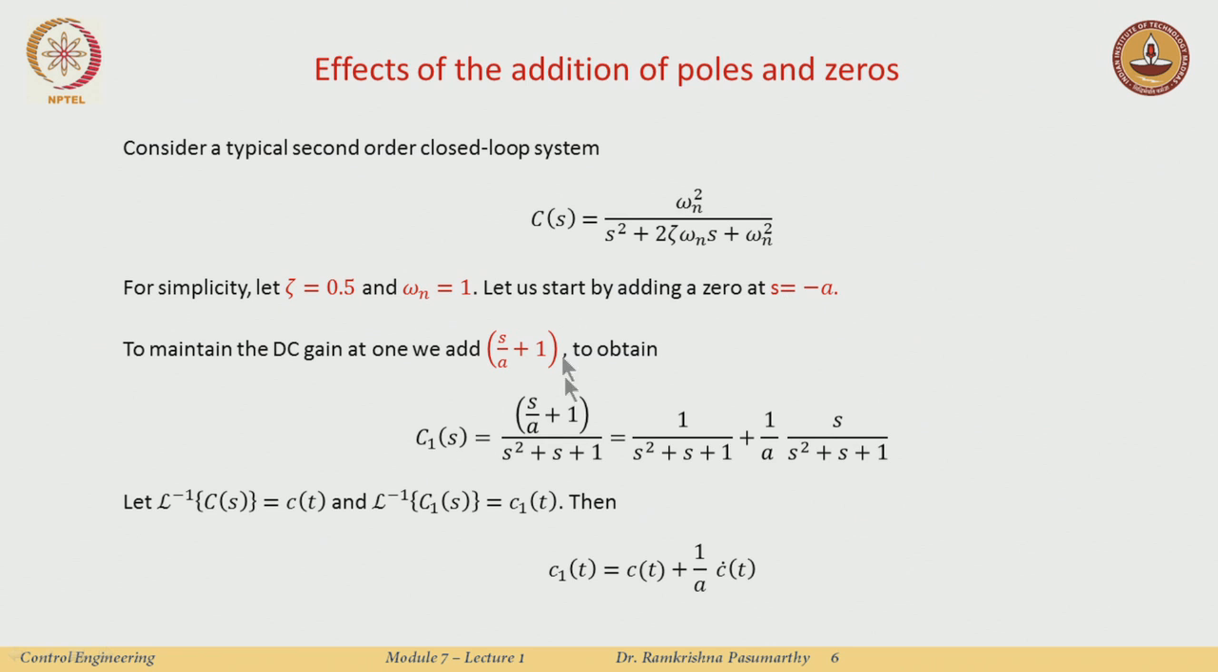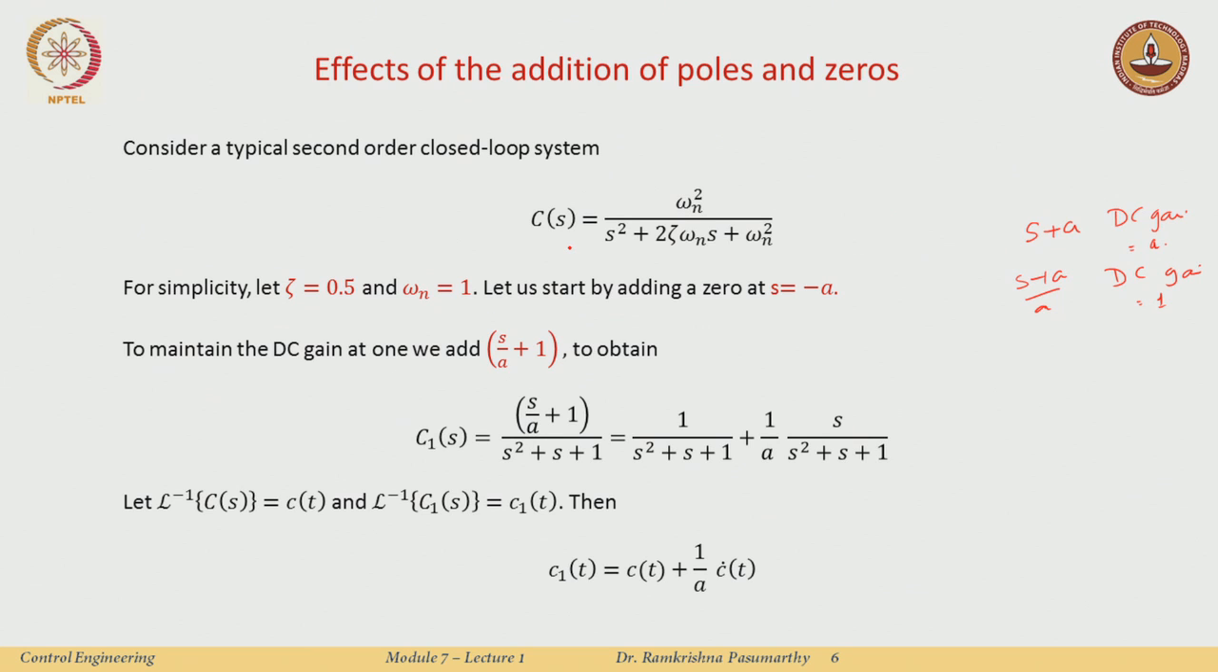Well, I just do a little manipulation here just to maintain the DC gain at 1. Nothing really changes, but just for things to look a little neat, I just divide by a. So, the way I get this is as follows. If I just use the 0 as s plus a, my DC gain would be a, right, and I just want to make it 1. So, I will just do s plus a by a, for which the DC gain is 1. Okay.